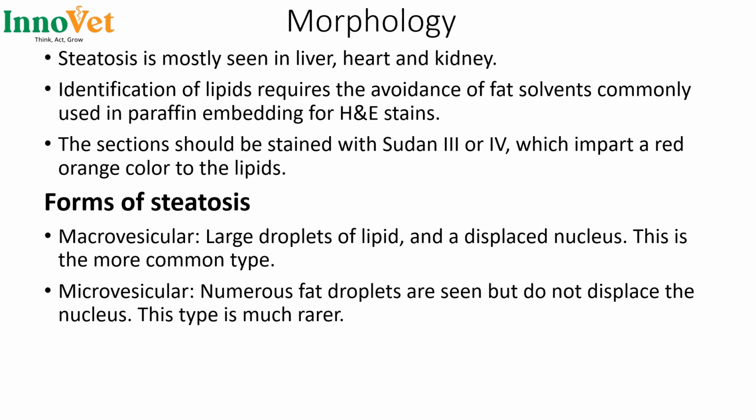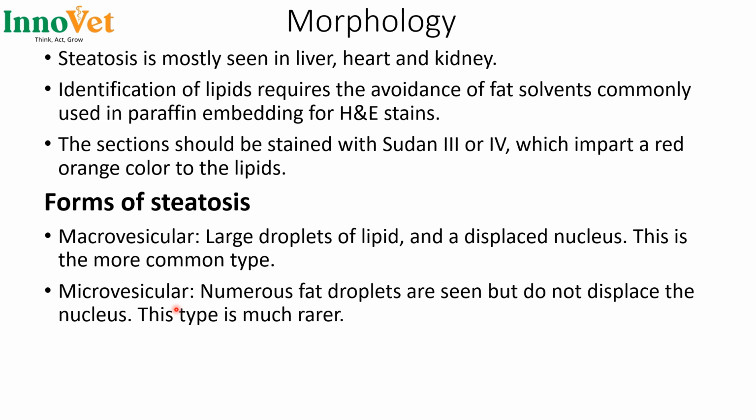And this steatosis has two forms. We have the macrovesicular and the microvesicular. The macrovesicular, as the name states, means big vesicles, which means that they are large droplets of lipids and a displaced nucleus. So these large droplets of the lipids will push or displace the nucleus to the periphery of the cell. And this is the most common form of steatosis.